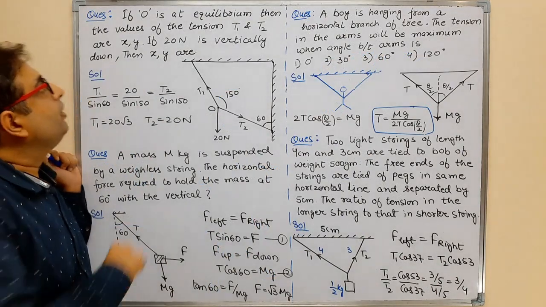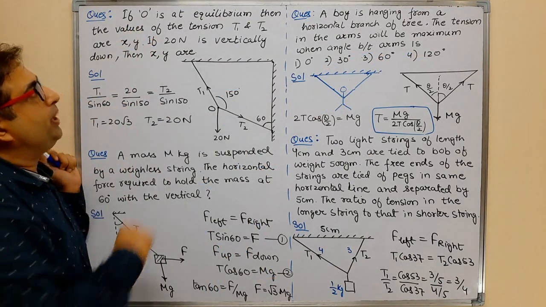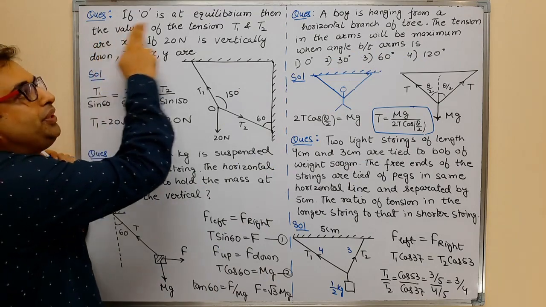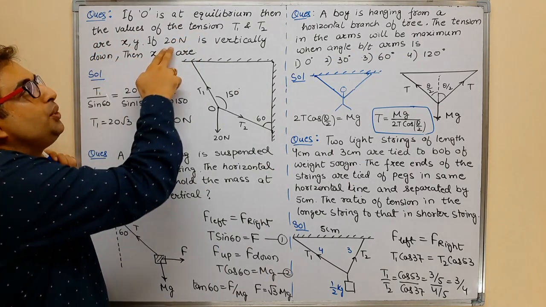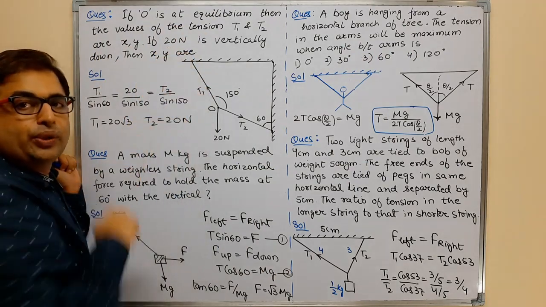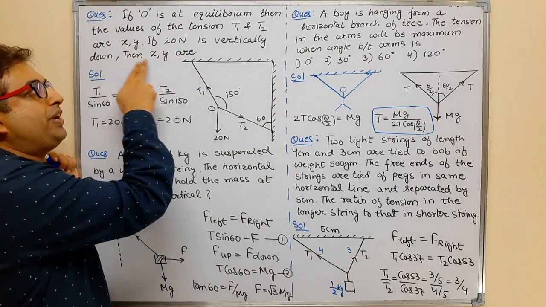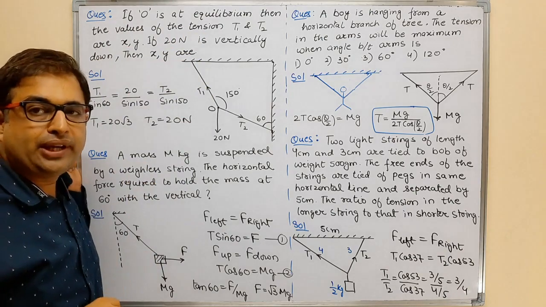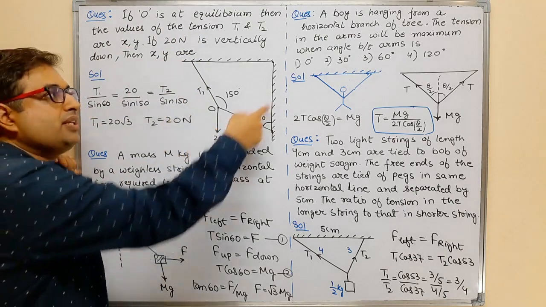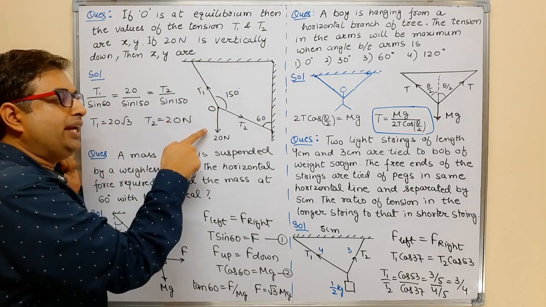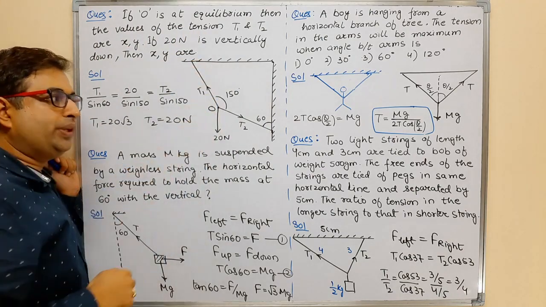Next problem. If O is at equilibrium, then the values of tension T1 and T2 are X and Y. 20 Newton is acting in vertical downward direction. Find the values of X and Y. Means we have to calculate the values of tension forces T1 and T2. This diagram is given in the question, and 20 Newton is acting in downward direction.